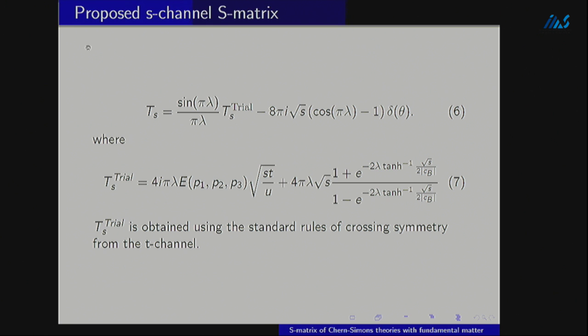Okay, so here is the answer for the S matrix in the S channel. You take the T channel S matrix and apply the standard rule. This is what I call T trial, and then you fix it by this factor, which is the expectation value of the Wilson loop in the Chern-Simons theory, and this factor over here, which is the delta function in the forward scattering with a very specific phase. This minus 1 is because I am writing the S matrix as 1 plus iT, but actually the S matrix is not 1 plus iT. It also has forward scattering because of the presence of the anyon. Okay, so this is the formula, and this is the result of a calculation, and it is this S matrix that satisfies all those requirements which I mentioned before to you.